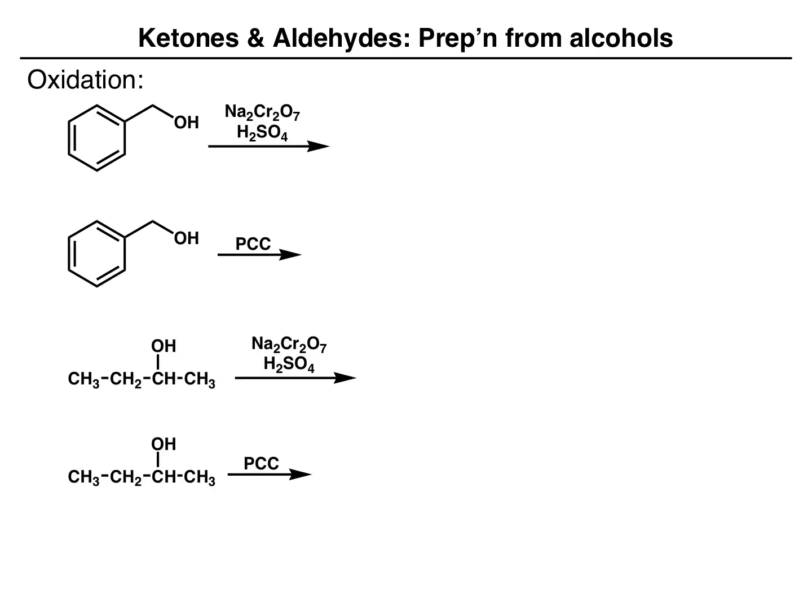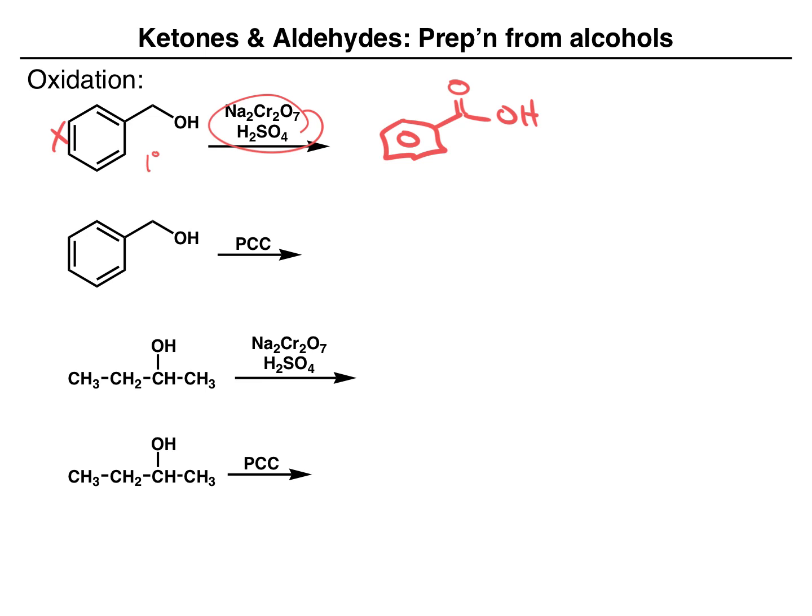A very useful way to prepare aldehydes and ketones is by the oxidation of alcohols. If we have, for example, a primary alcohol and we oxidize this with sodium dichromate and sulfuric acid, keep in mind this is a source of chromic acid, well, this actually is going to oxidize all the way up to a carboxylic acid. In other words, this isn't a way to make aldehydes or ketones.